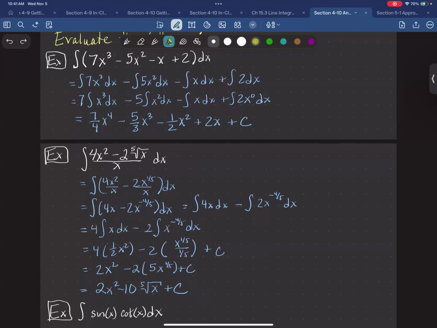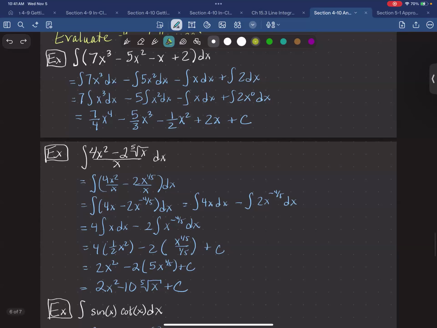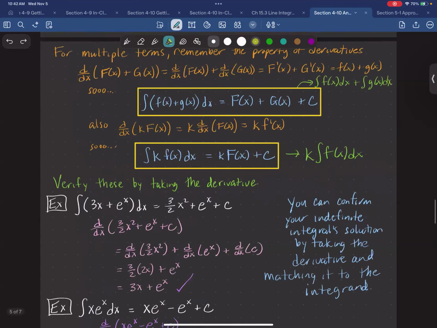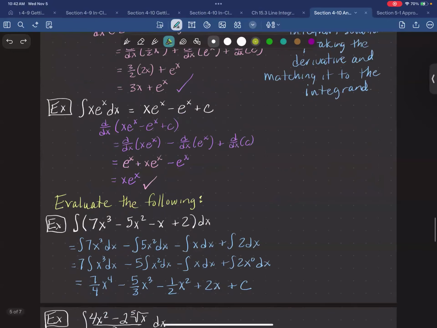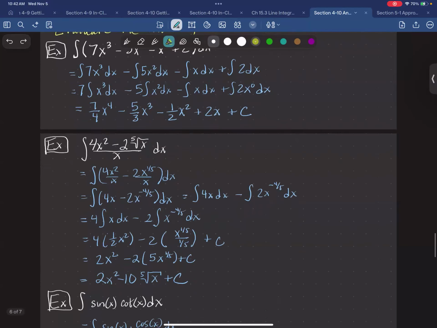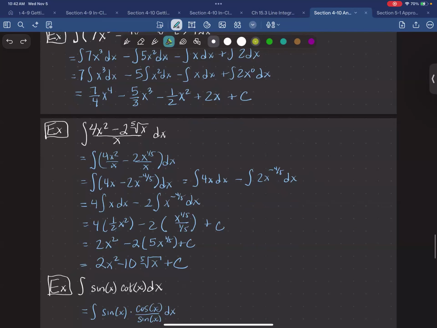All right, here's another one to try. We're going to integrate sine x times cotangent x. Pause the video and see if you can figure out what to do. All right, so our table up there doesn't have sine x cotangent x, does it? So we got to stop and think, what could we do? What we're going to do, let's break up cotangent x into cosine x over sine x. And now we'll see that sine x and cosine x cancel out.